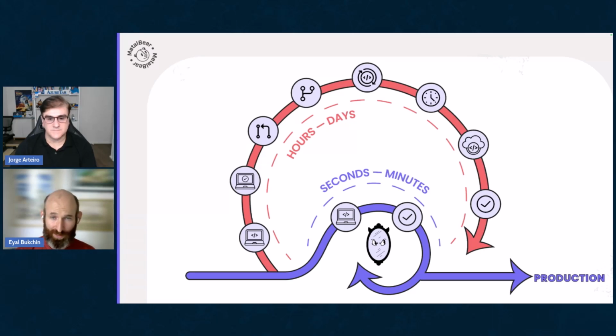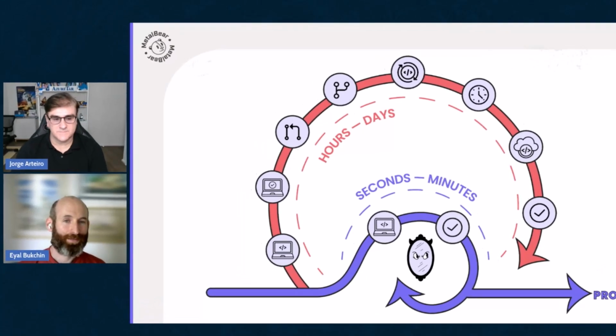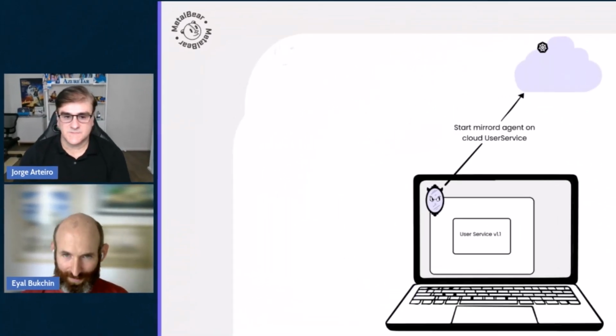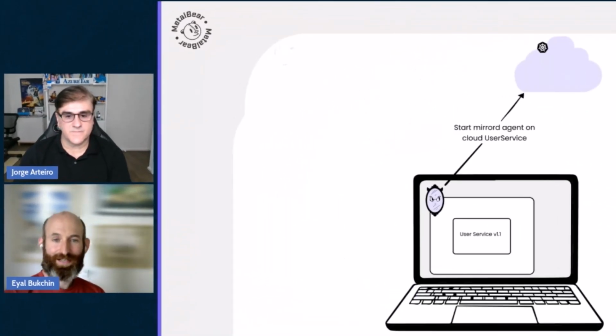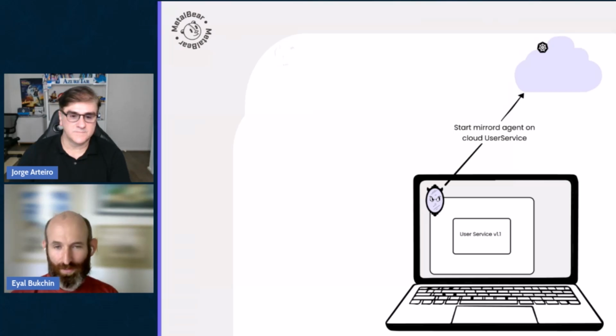We're going to do a quick explanation of how this is achieved, and then we'll do a demo. So MirrorD is composed of two main components. One is running locally, and it's called the MirrorD layer, and the other is running remotely, and it's called the MirrorD agent. And the first thing that happens when you run MirrorD is it creates the agent on the cluster.